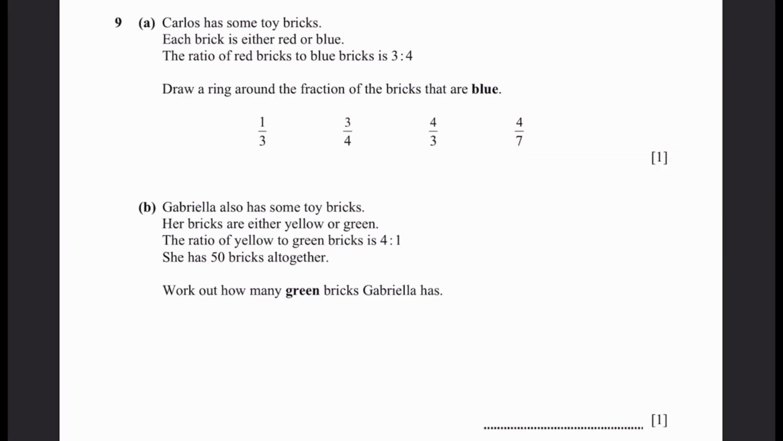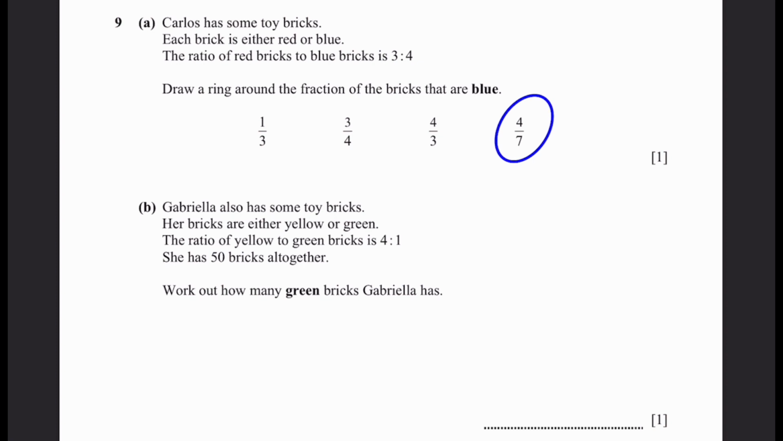Question 9. A. Carlos has some toy bricks. Each brick is either red or blue. The ratio of red bricks to blue bricks is 3:4. So ring around a fraction of the bricks that are blue. So blue bricks are actually 4 parts out of 3 plus 4, which is 7. That means 4 by 7, and there we go. That's the answer.